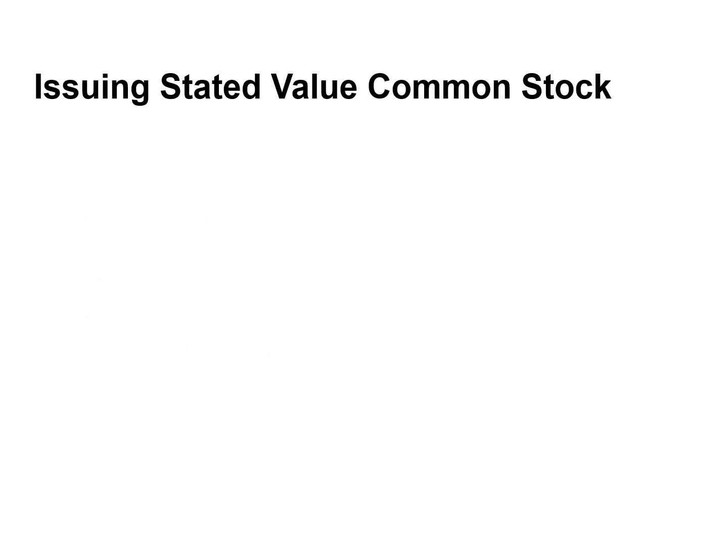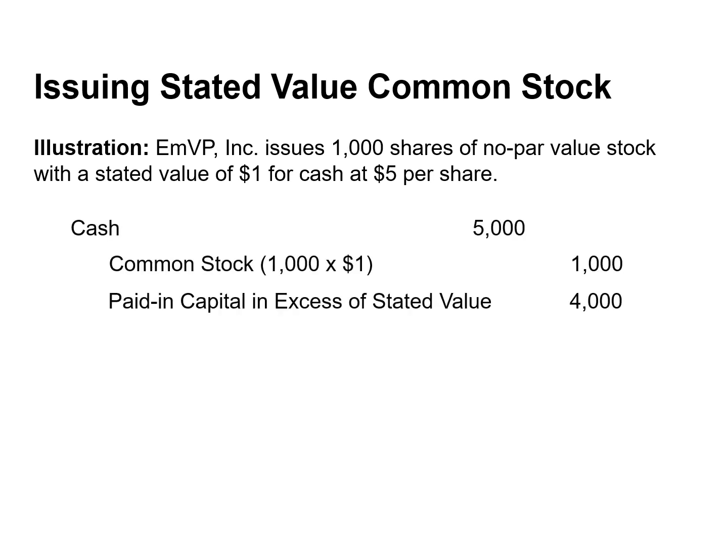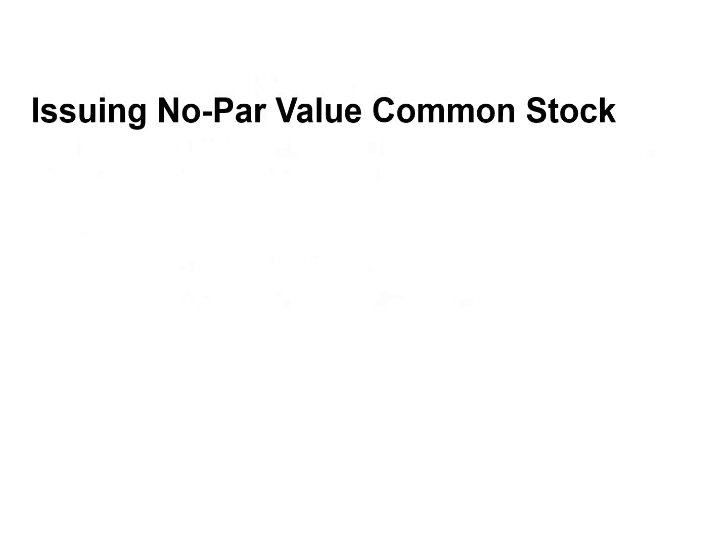Some companies issue no par stock with a stated value. For accounting purposes, companies treat the stated value in the same way as the par value. If, in the previous example, the stock was no par stock with a stated value of $1, the entries would be the same as those for par value common stock, except the term par value would be replaced with stated value. If a company issues no par stock that does not have a stated value, it credits to the common stock account the full amount received.